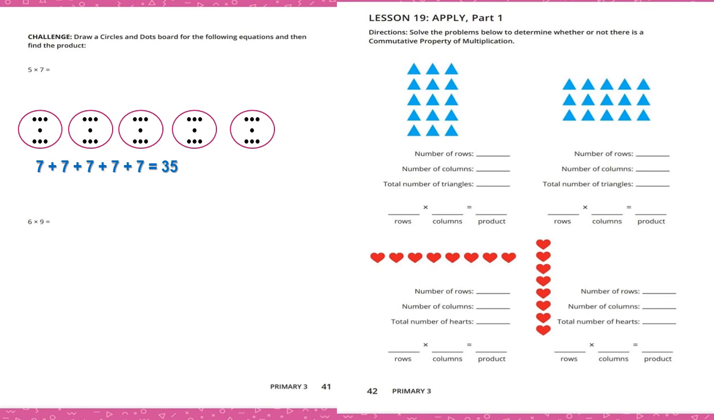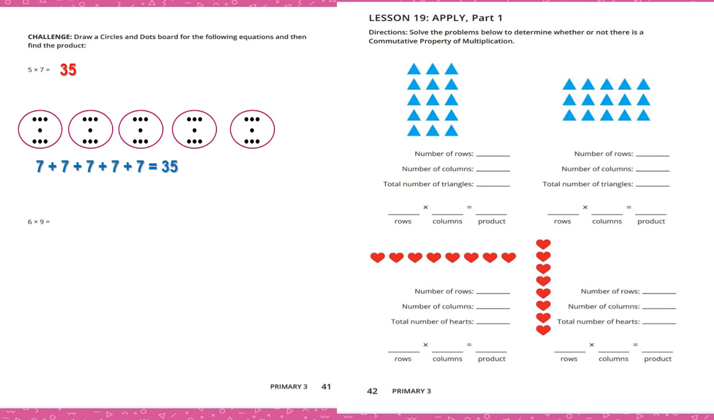7 plus 7 plus 7 plus 7 plus 7. 7 plus 7 equals 14. Plus 7 equals 21. Plus 7 equals 28. Plus 7 equals 35. Then the product of 5 times 7 equals 35.